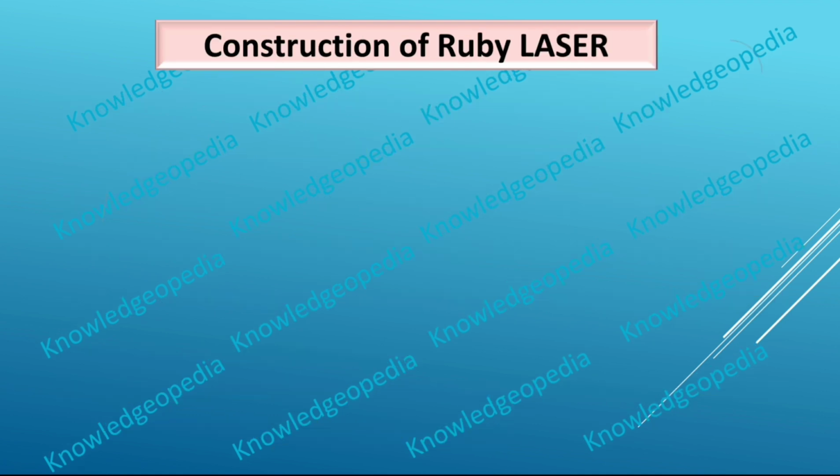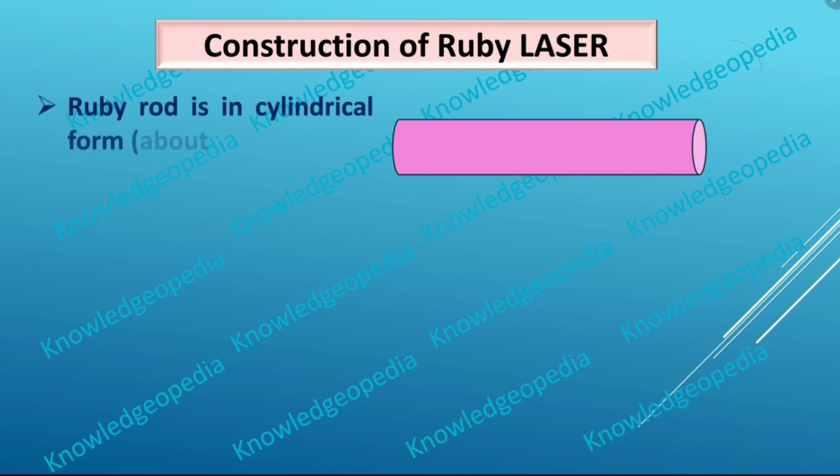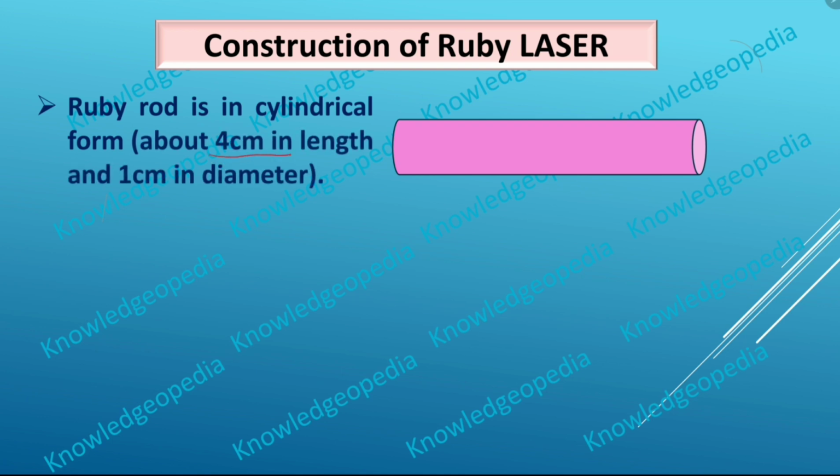Now coming to construction of ruby laser, this is basically a ruby rod, and the length of this rod is about 4 centimeter and the diameter is about 1 centimeter. So this is in the form of a cylinder, and this is the active medium for ruby laser. So first of all we are taking this ruby rod whose length is about 4 centimeter and diameter is about 1 centimeter.